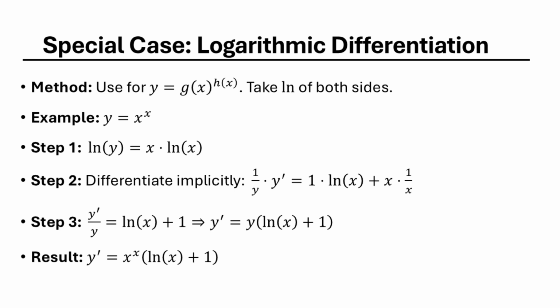The derivative of ln of y is 1 divided by y times y prime. On the right side, we use the product rule for x times ln of x, which gives us 1 times ln of x, plus x times 1 divided by x. This simplifies to ln of x plus 1. To solve for y prime, we multiply both sides by y. Since y equals x to the power of x, the final result is y prime equals x to the power of x times the quantity ln of x plus 1.